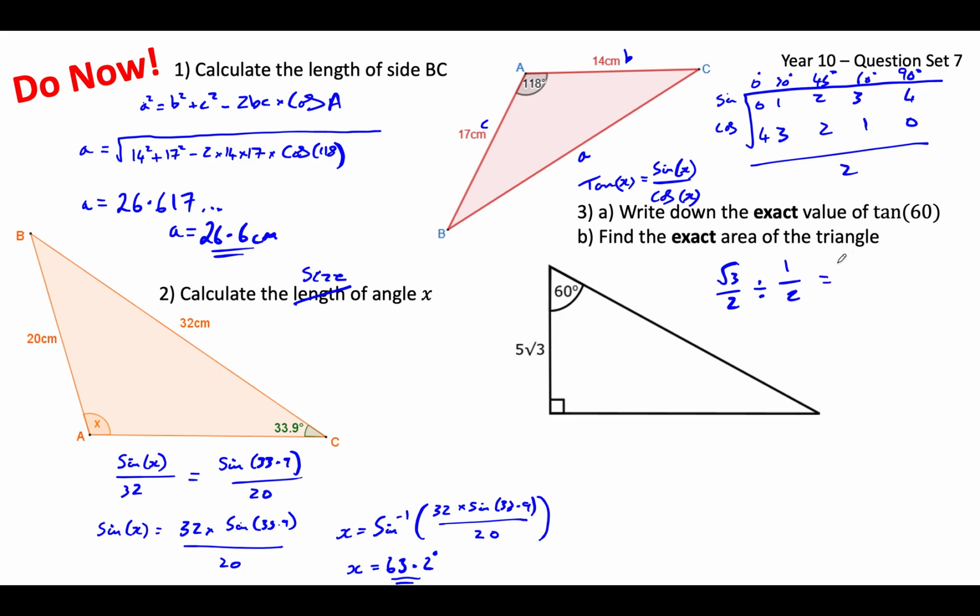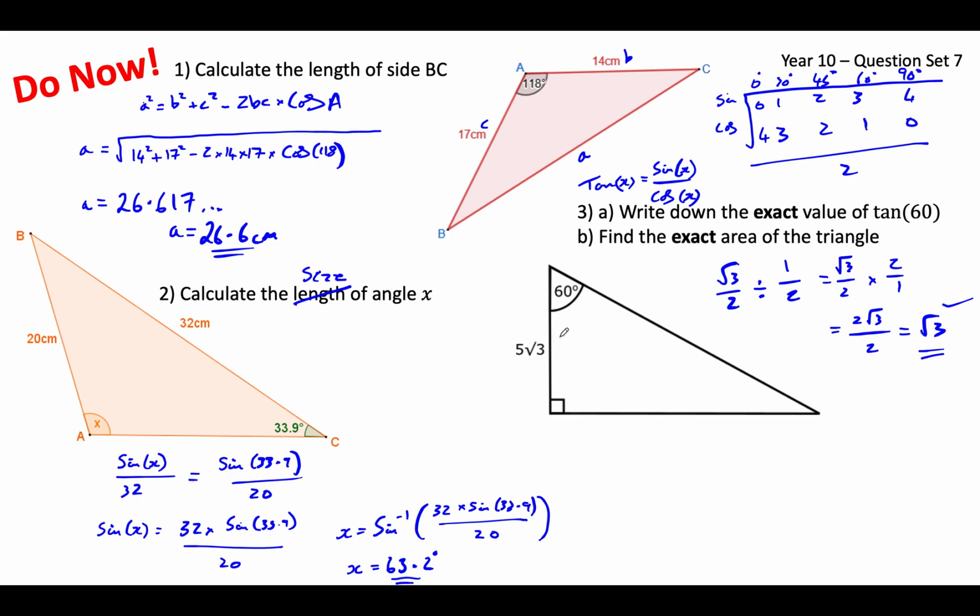Right, keep flip change. Let's properly do that. √3 over 2 times by 2 over 1. So we've got 2√3 divided by 2, which just equals √3, because 2 divided by 2 is 1. So it's just √3. So that is my answer to the first bit. You could, of course, just learn all the values and write them down.